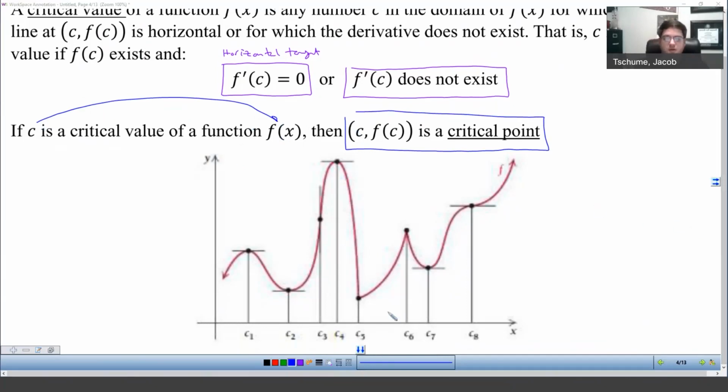So as you can see up here on this graph that I pulled out of the textbook, every single one of these c values is a critical value because at every single one of those, you can see either you get a horizontal tangent. So at c1, c2, c4, c7, and c8, all of those have a horizontal tangent line, versus at c3, c5, and c6, those are either sharp points or vertical tangents. We talked about back in a previous section, that means the graph is not differentiable there. That's why the derivative does not exist, and therefore it's a critical value.